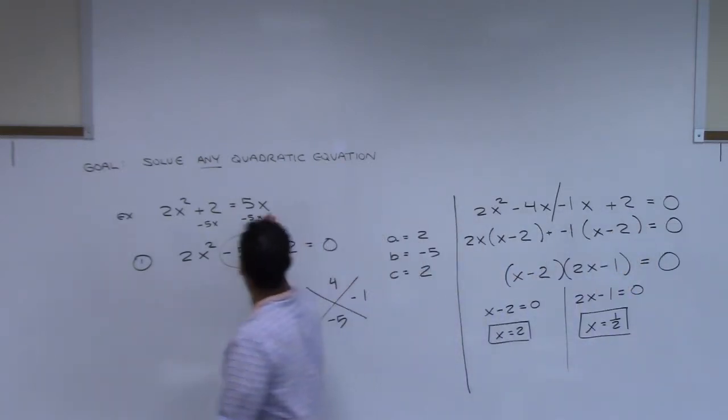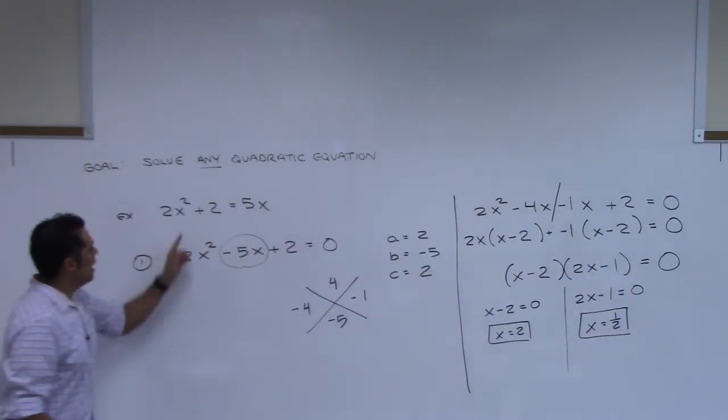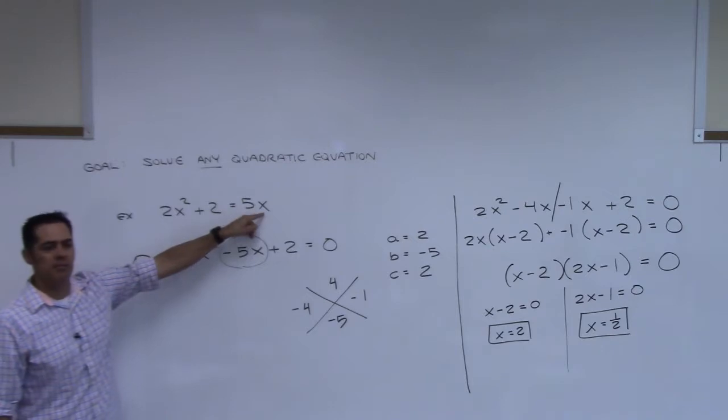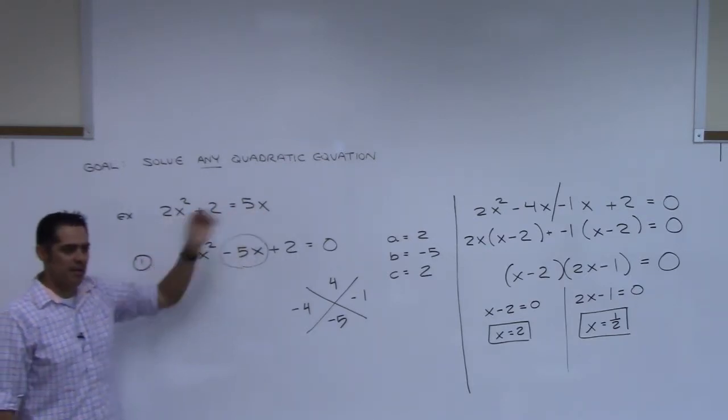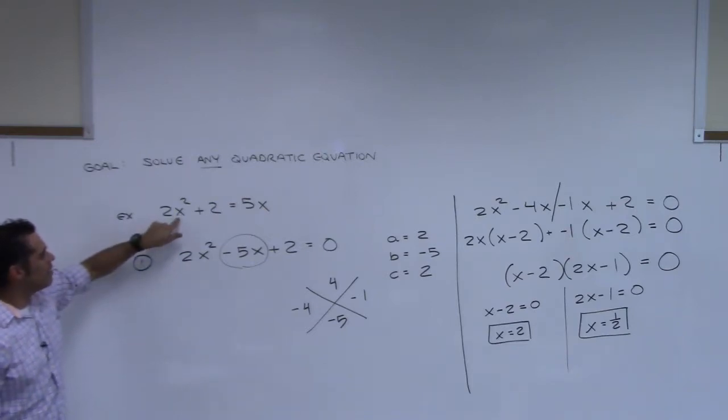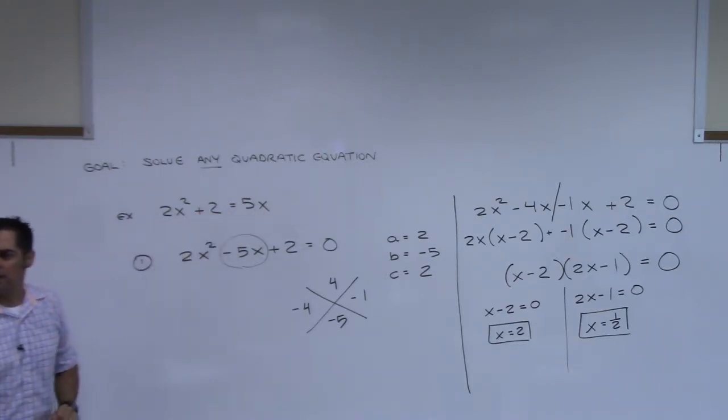To solve this equation right here, if you plug 2 in for x, you should get a true statement. This side should equal this side. Or if you plug in 1/2 for x, you should get a true statement. We're not going to check it, but that's what we've done. All right?